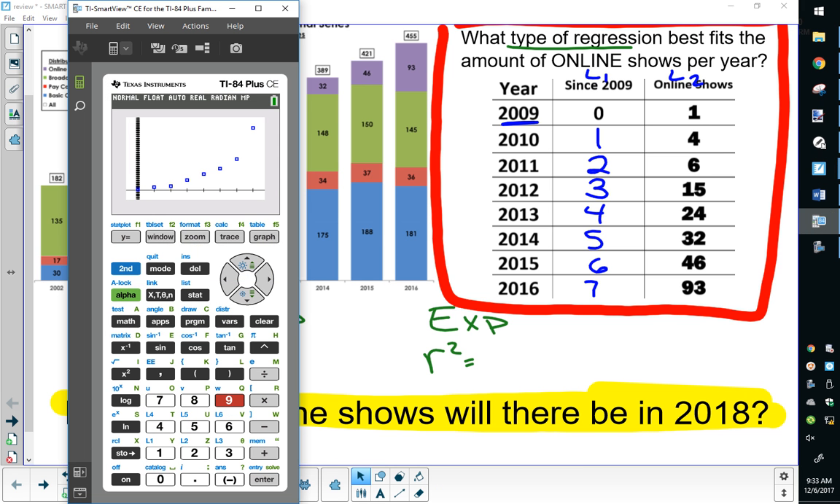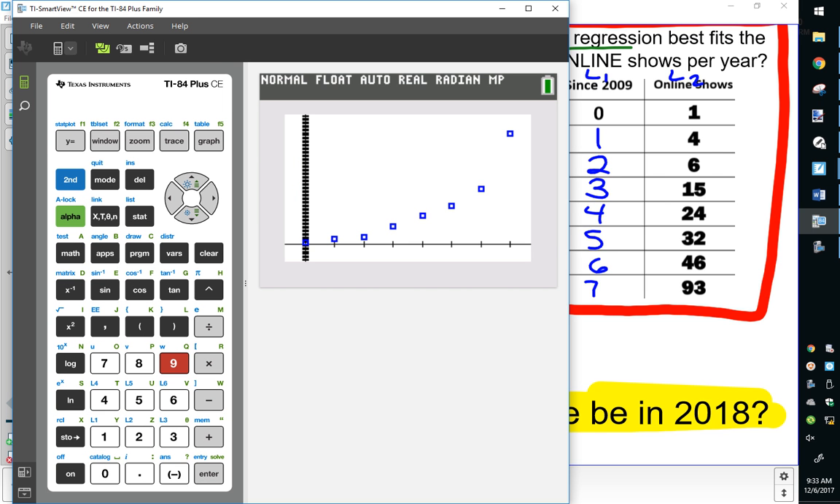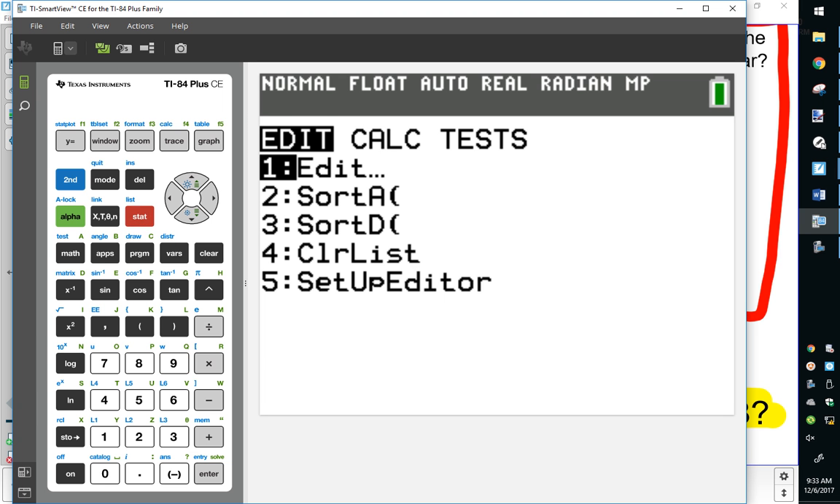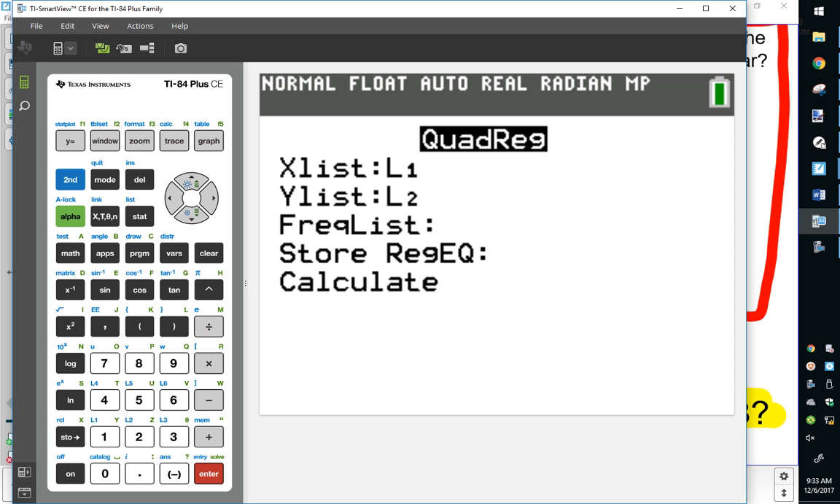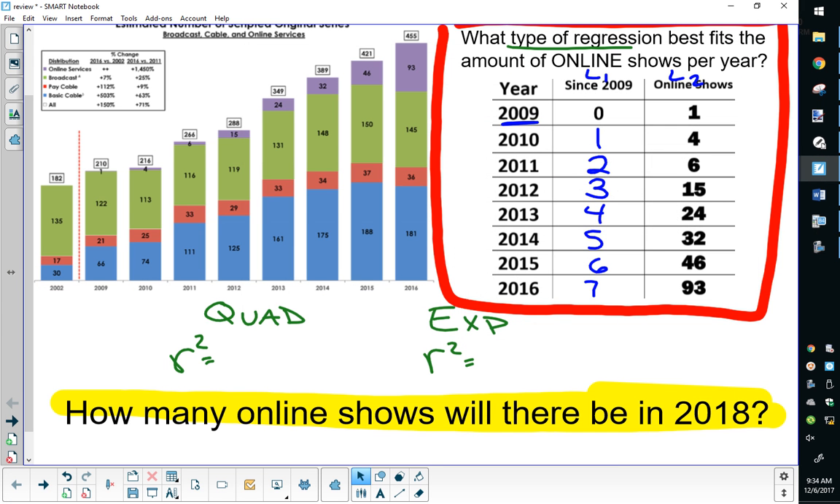So to figure out which one it is, I'm looking at my calculator, and I'm going stat, over to calculate. Which one am I picking to figure out if it's a quadratic regression? Number 5. Go down to number 5. I hit enter. I'm going to go down to calculate and hit enter. There is my data. Which one of those things tells me if it's a good model or not? R squared. My R squared is this 0.951 number.